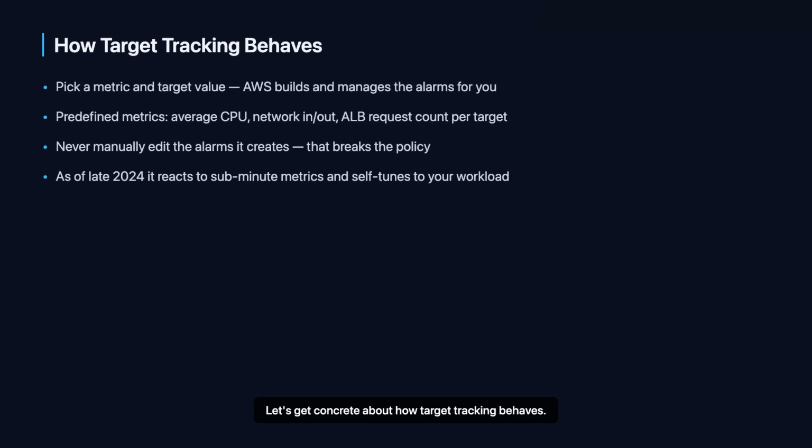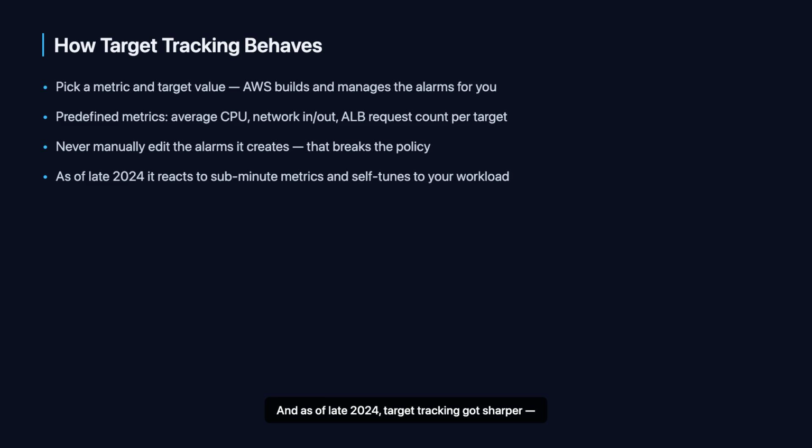Let's get concrete about how target tracking behaves. You pick a metric and a target value, and Amazon Web Services builds and manages the underlying alarms. You don't touch them. The predefined metrics you'll reach for most are average CPU utilization, network in or out, and ALB request count per target. One important rule: never manually edit or delete the alarms it creates, because that breaks the policy's behavior.